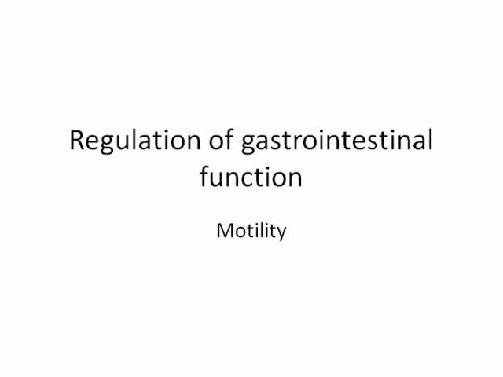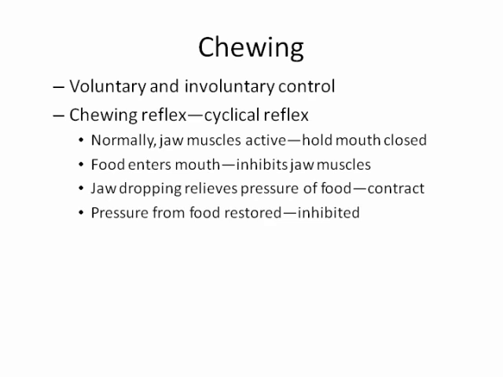So let's take a look at regulation of motility. First of all, chewing of food. Chewing is both a voluntary and involuntary system in terms of the control. We can consciously choose to chew, but the autonomic nervous system, once we have food in our mouth, activates an involuntary control so that we don't actually have to concentrate on every single contraction of our jaw muscles. So it's a cyclical reflex.